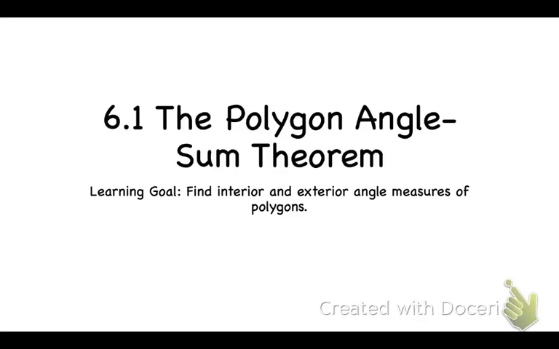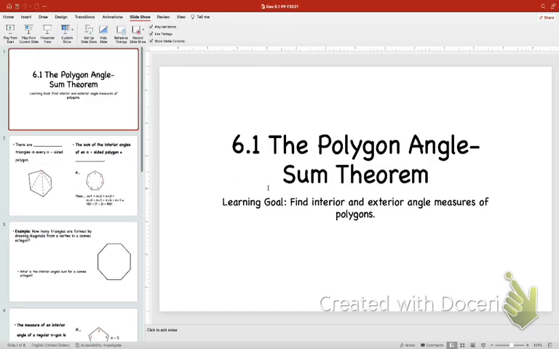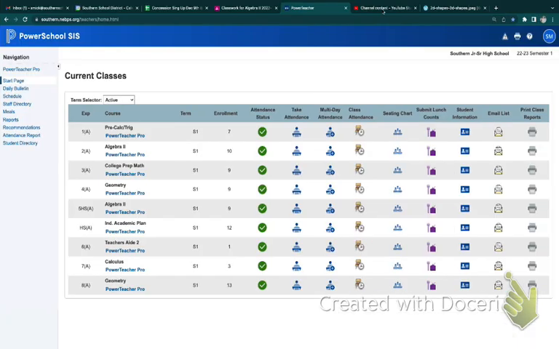So yesterday we talked about triangle inequality, what made a triangle, what didn't make a triangle. Today we're going to talk about the interior and exterior angles of a polygon. So before I start there, I need to bring up a picture of some polygons.